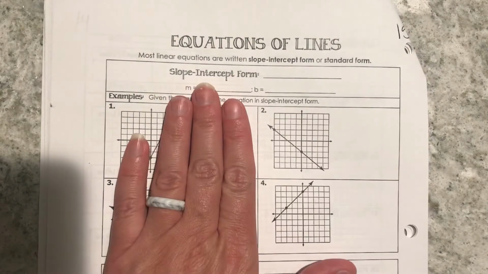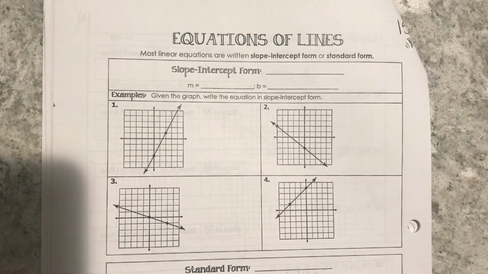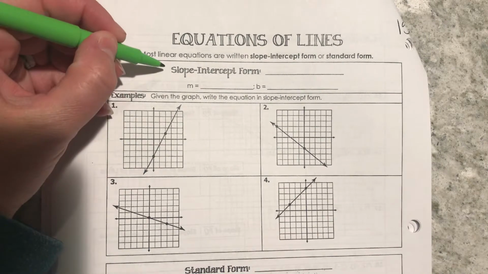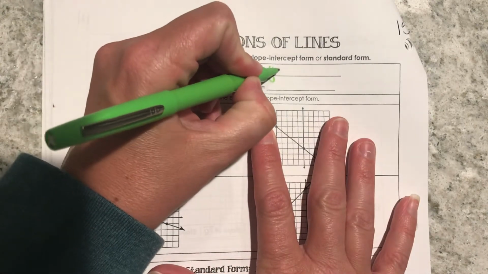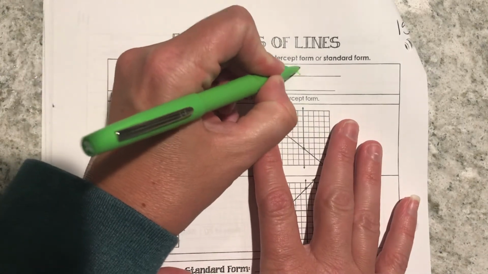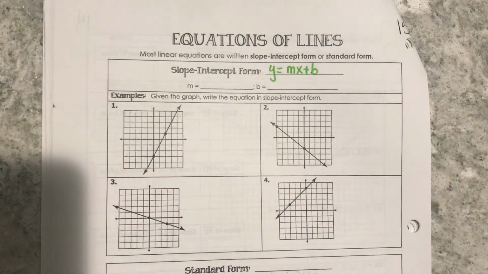You don't have this sheet. This is from a different note packet that I'm doing in a different class, but I need you to pay attention and watch how I do this. It's kind of the same concept of what we did the other day. So just as a reminder, slope-intercept form is y = mx + b. Today, all you are doing is writing things in slope-intercept form.